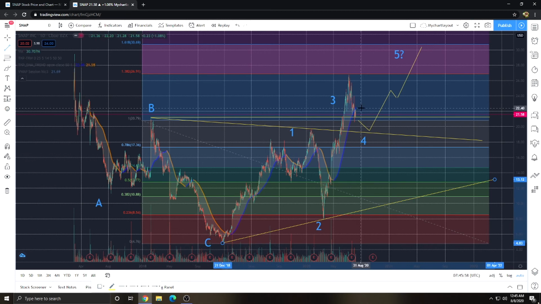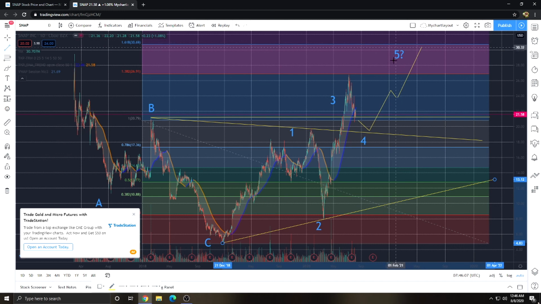So yeah, anyways, that's my view on the stock. I think shorter term you get a little bit more downside, and then overall I think we do see the price push up to this $30 level over the coming months to year.